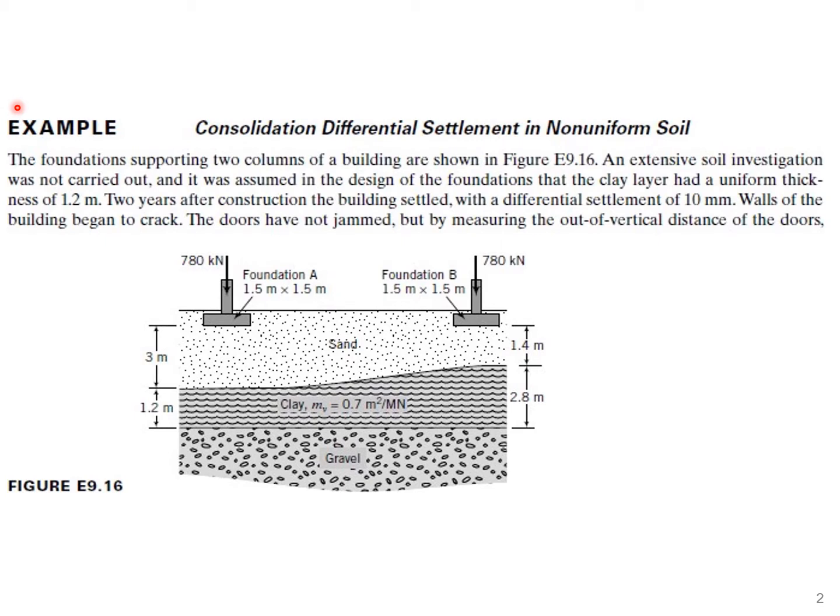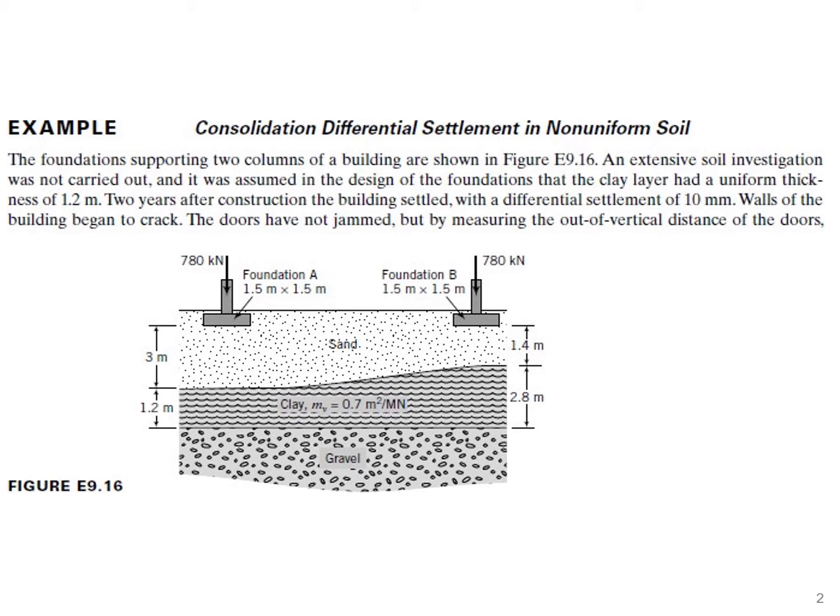The statement of the problem is: the foundations supporting two columns of a building are shown in the figure. An extensive soil investigation was not carried out, and it was assumed in the design of the foundation that the clay layer had a uniform thickness of 1.2 meter. 2 years after construction, the building settled with a differential settlement of 10 millimeter. Walls of the building began to crack.